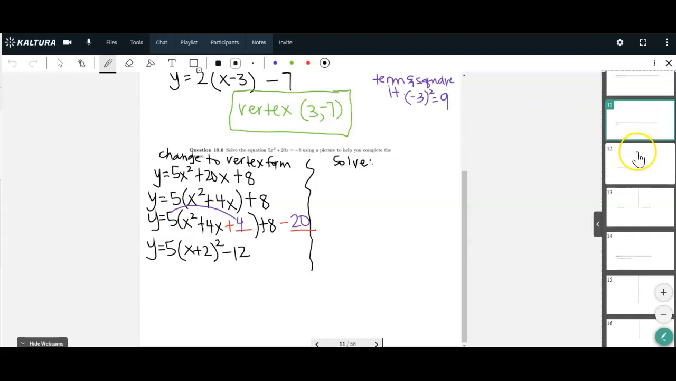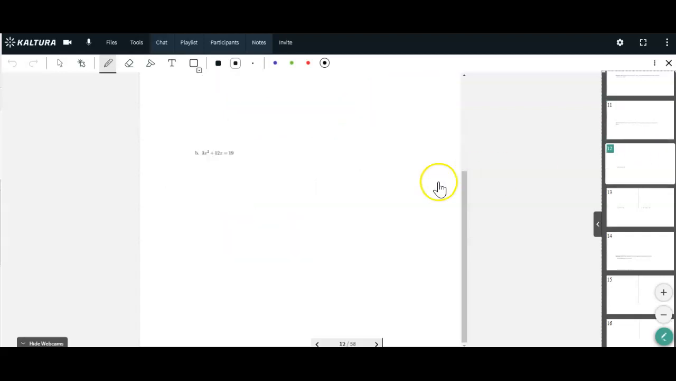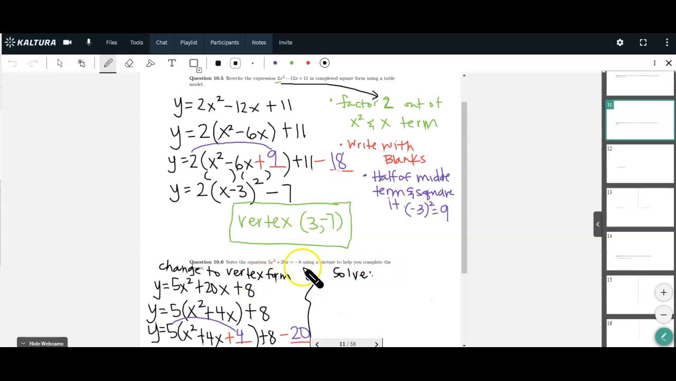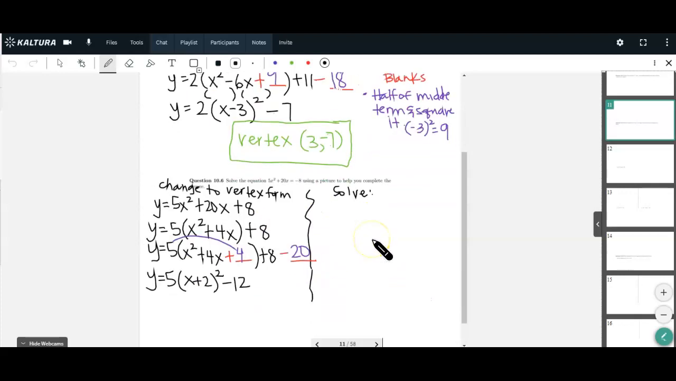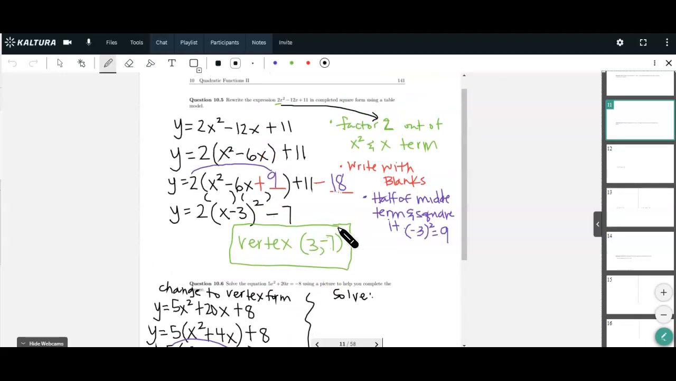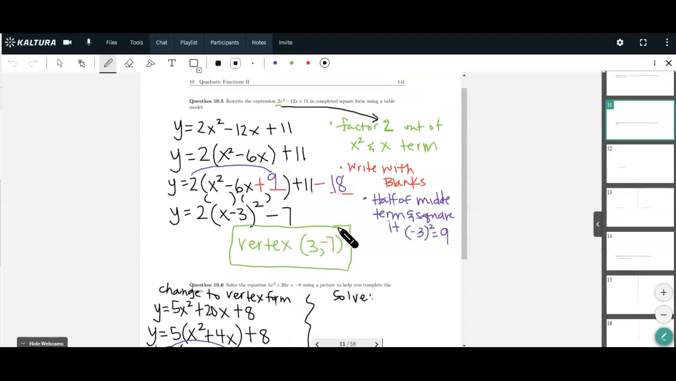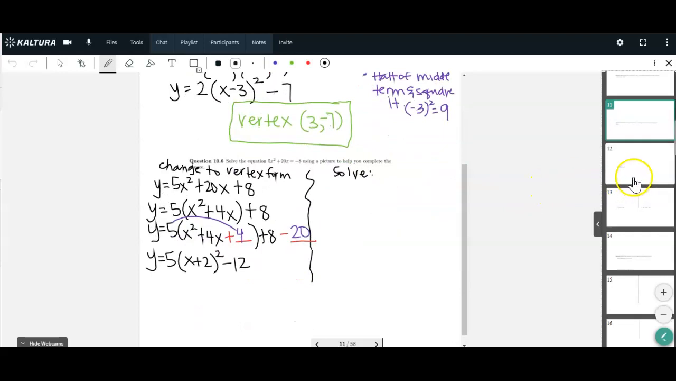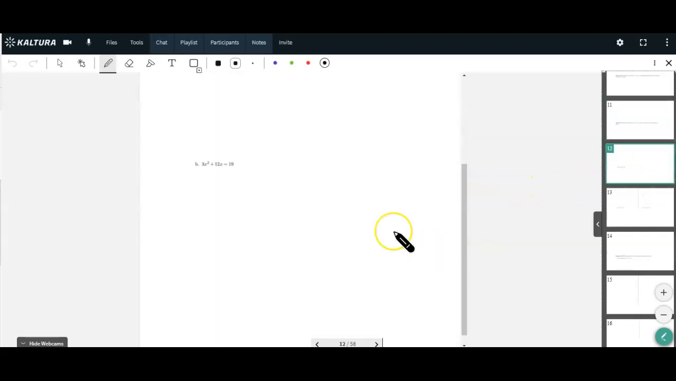All right, so last time, we got to here on the 10.6, and we talked about changing it to vertex form. But we want to make sure that we understand the difference between changing something to vertex form and when it says to solve it. So let's look on the next page here.